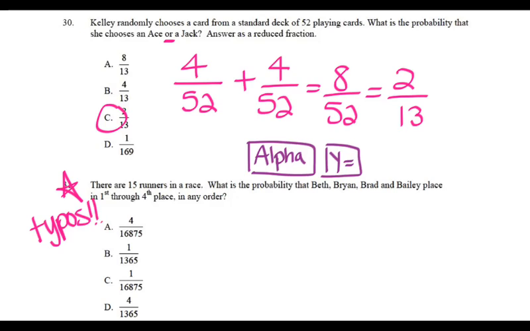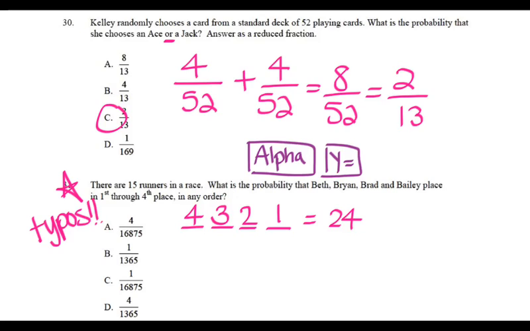So for Beth, Brian, Brad, and Bailey, the way that they can get first through fourth place is you have these place markers. You have 4 choices for the first place, 3 choices for the second place, 2 choices for the third place, and 1 choice for the fourth place. So that gives us 4 times 3 times 2 times 1, which is 24. So the number of ways that Beth, Brian, Brad, and Bailey can get first through fourth is 24 ways.